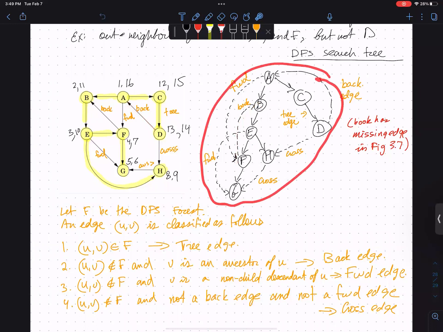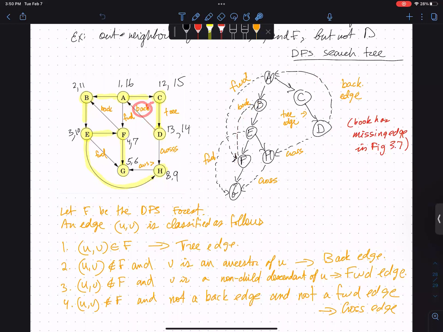The really neat thing is it turns out we don't need this tree to determine whether something is a back edge or not, or in general, the type of edge it is. We can do it just by looking at these intervals. That's what I'm going to explain now, how to make the connection between edge type and the intervals on UV. And then we'll be able to define an edge classification without referring to the actual structure of the forest.